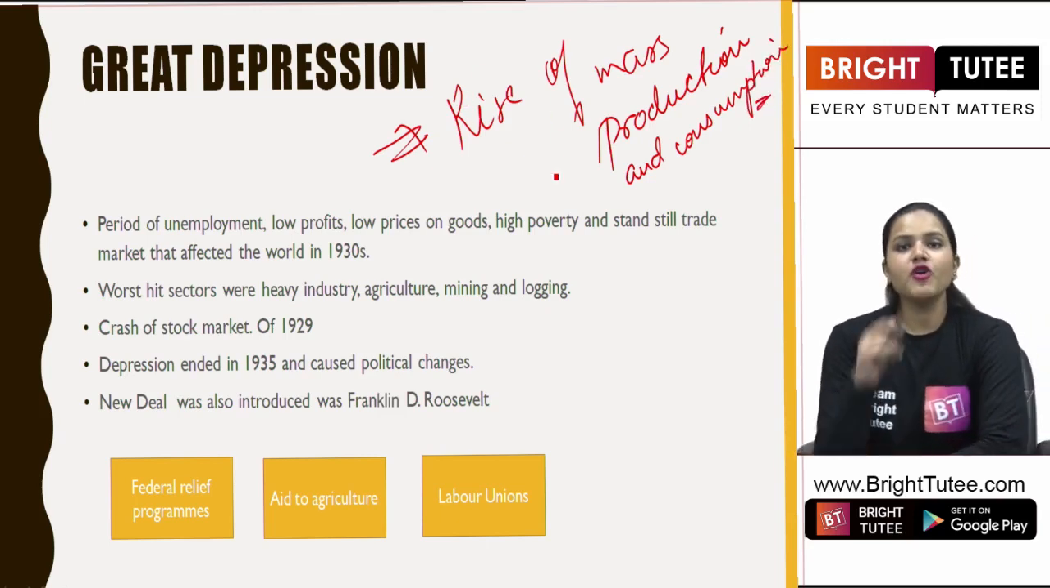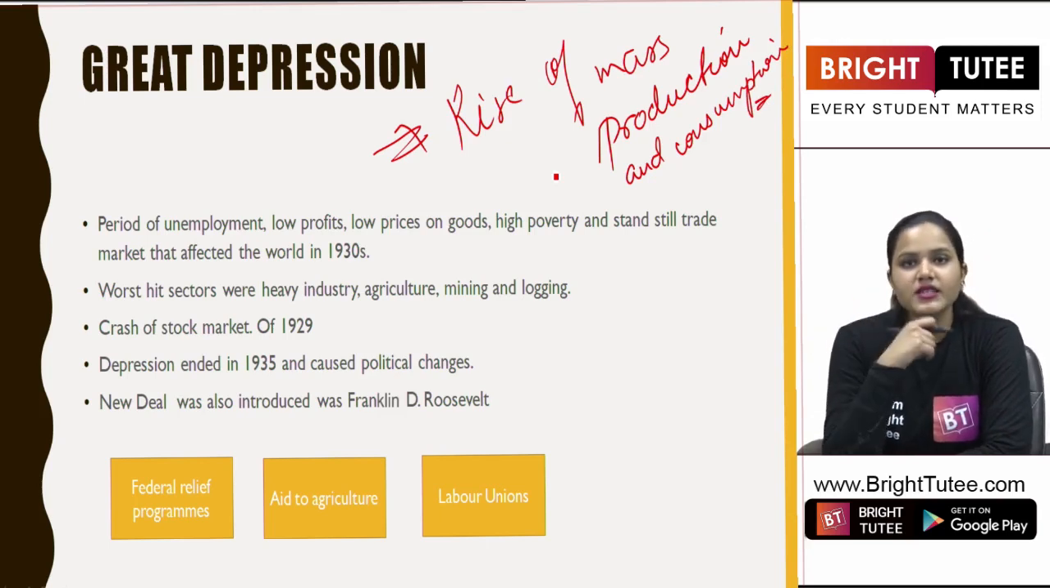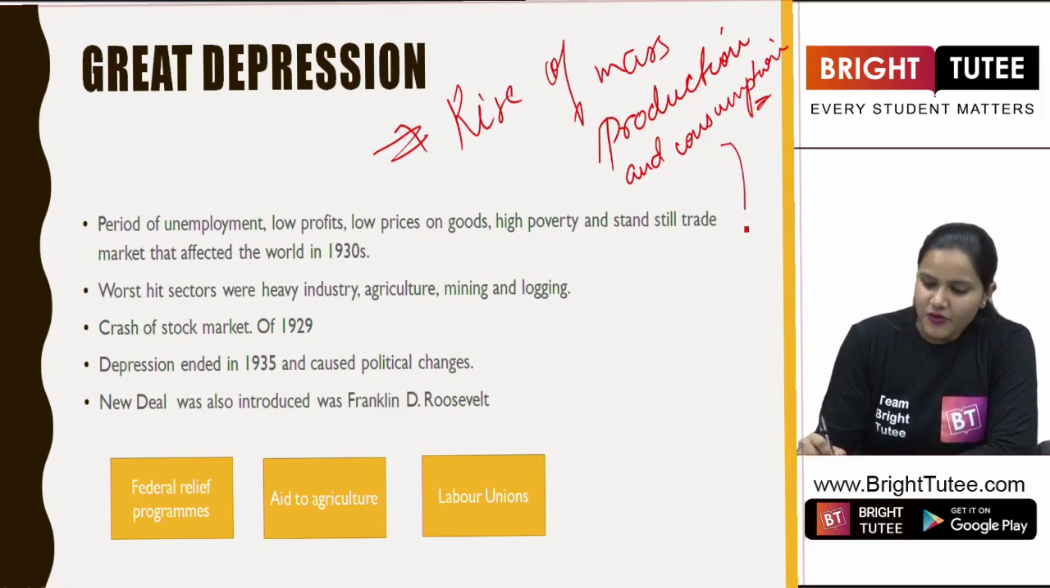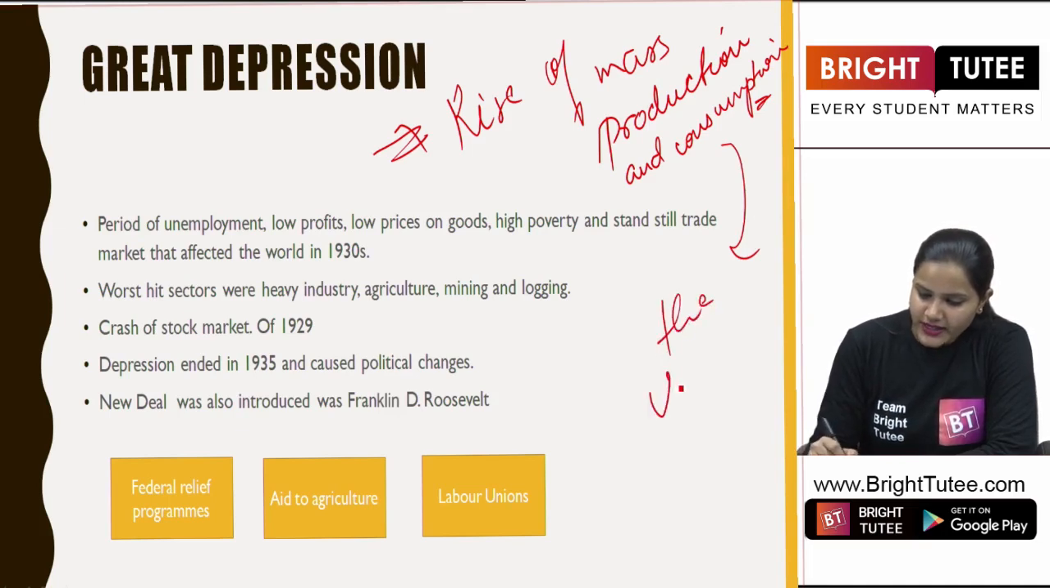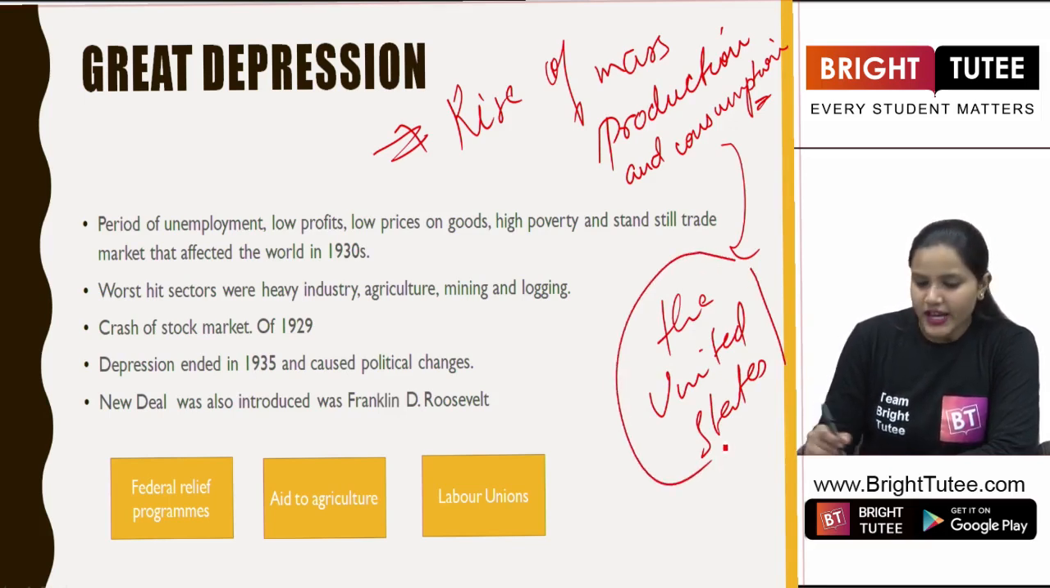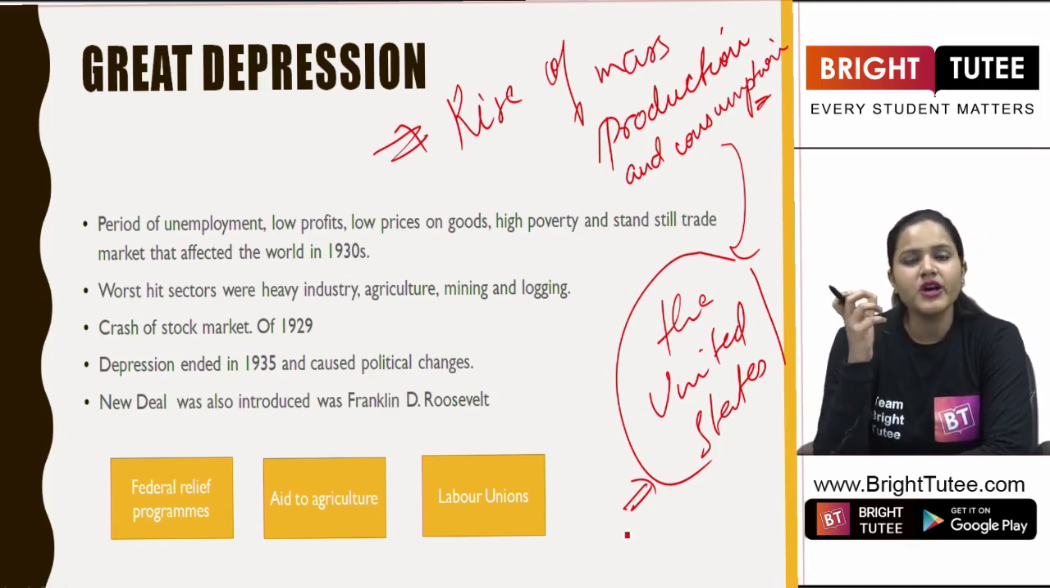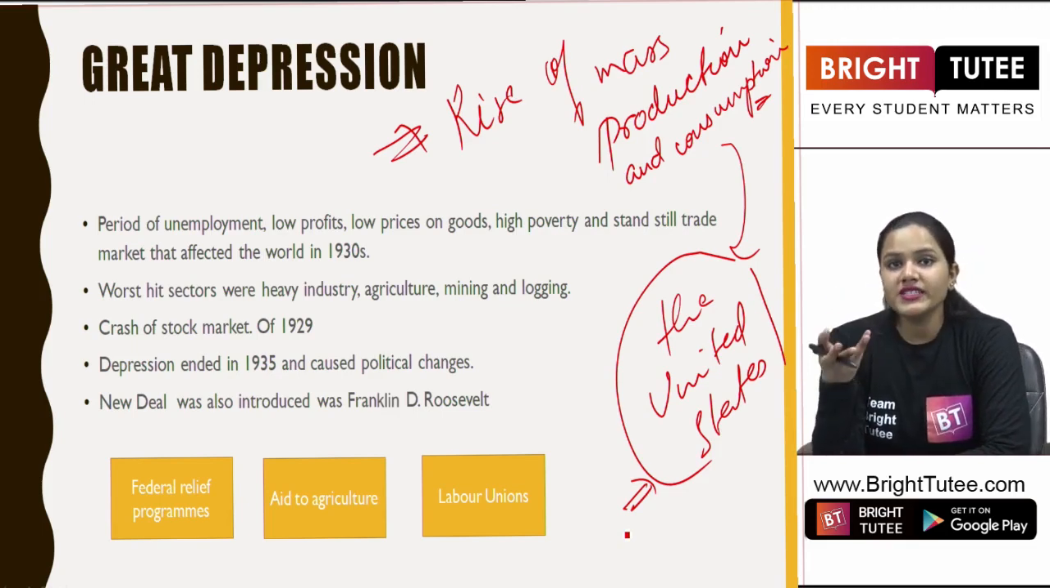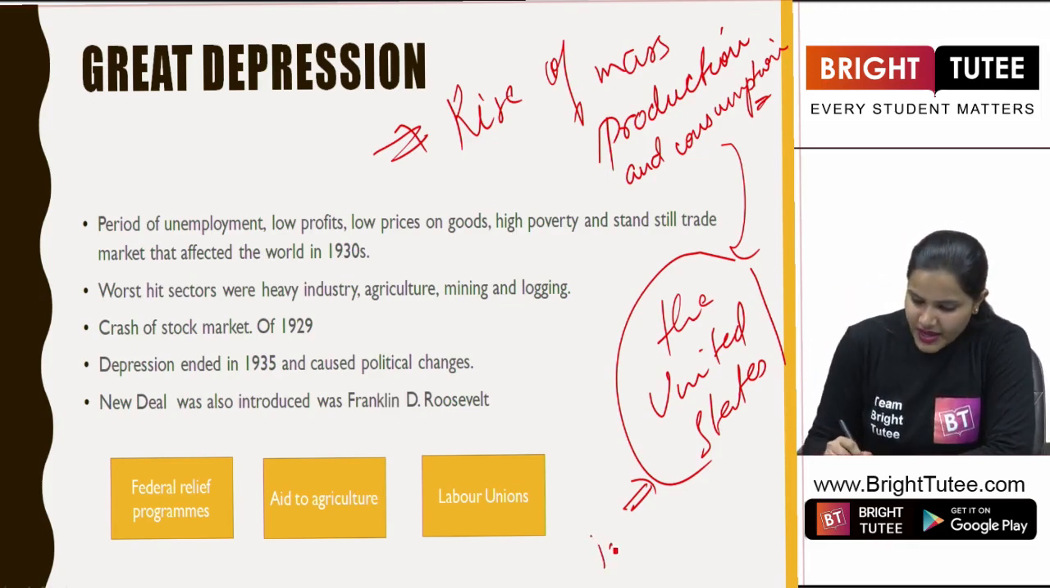Now when we were talking about the rise of mass production and consumption, we were referring to which country, students? Yes, we were referring to the United States. And we saw how by 1923, the United States started lending loans to all the countries. After the First World War, the United States became an international creditor.